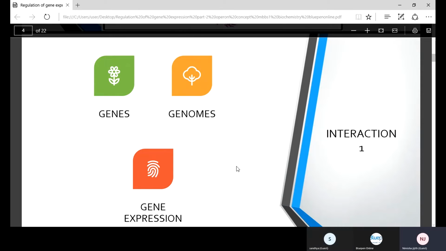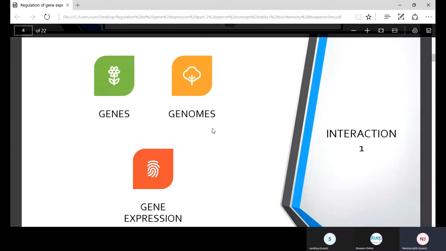Okay, then what is gene expression? What is meant by gene expression? The combined process of transcription and translation, that is, transcription of gene into mRNA and mRNA to protein. Okay, that complete process involves genes and is known as gene expression.